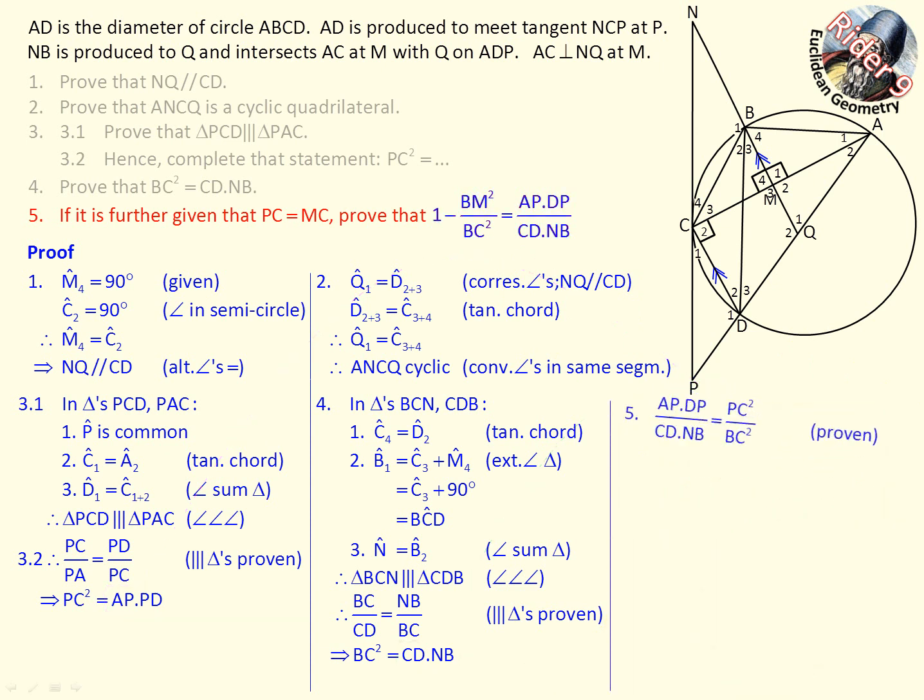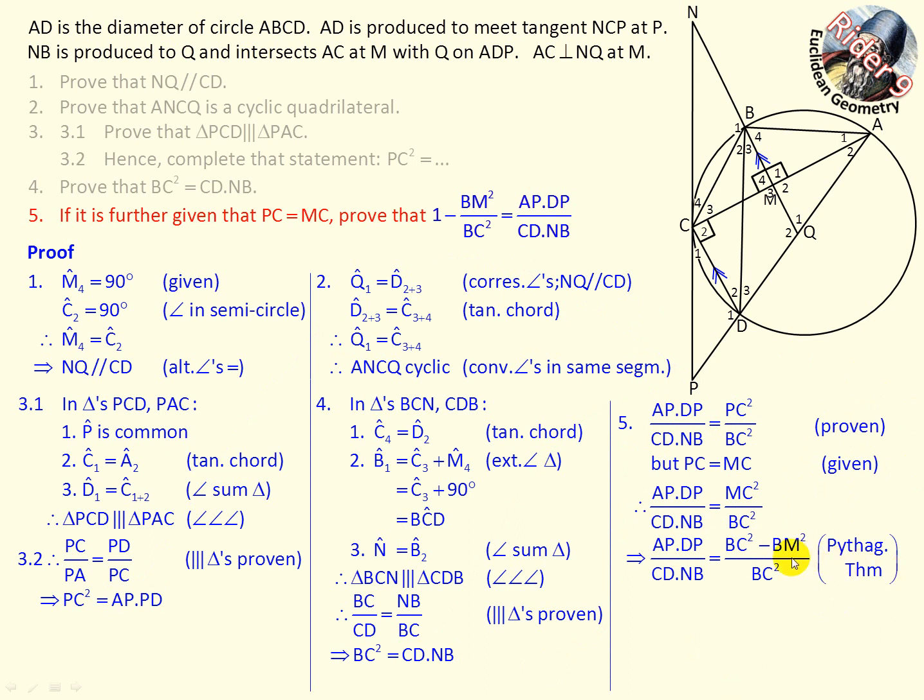So, the proof. That is the case, proven. But PC equals MC, given, therefore that equals MC squared over BC squared. Which means it's equal to that because instead of MC squared, I can write BC squared minus BM squared, Pythagoras' theorem. Separating it, we get what we have to prove.